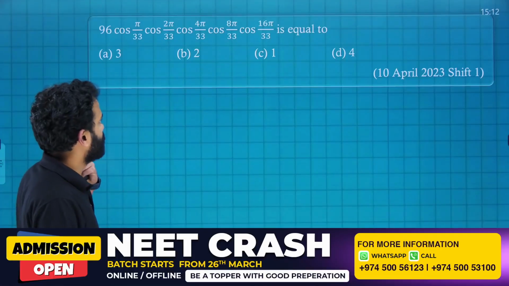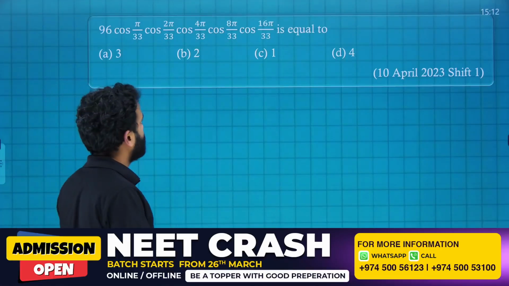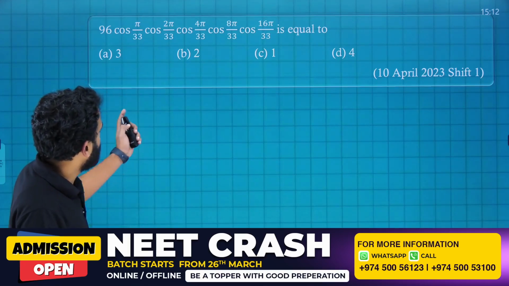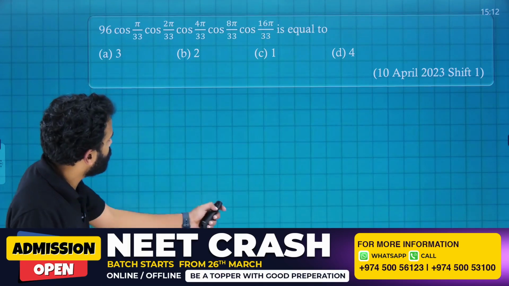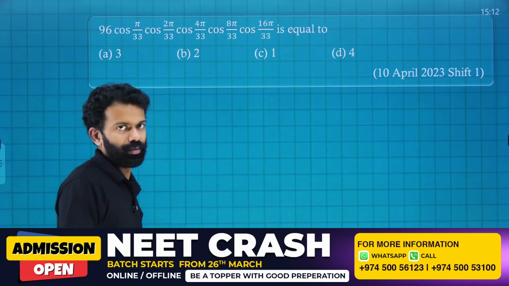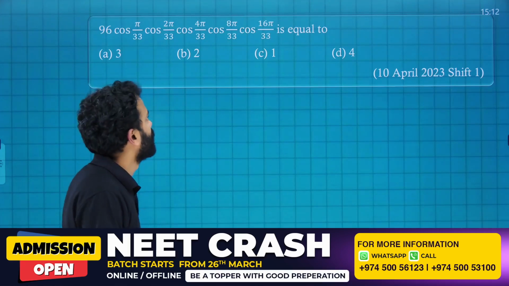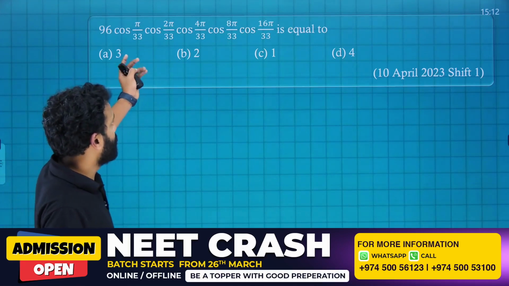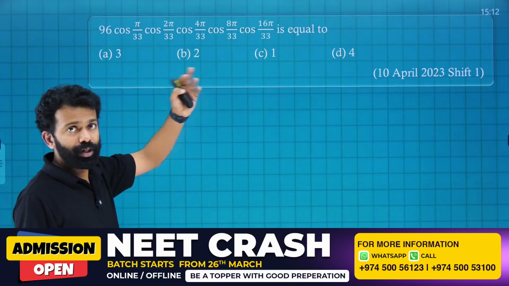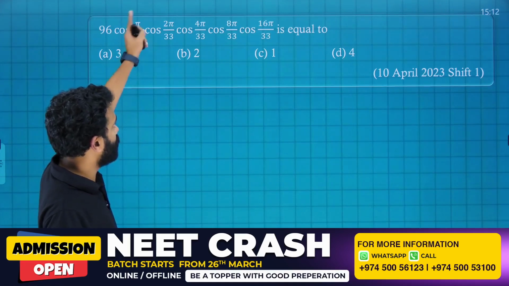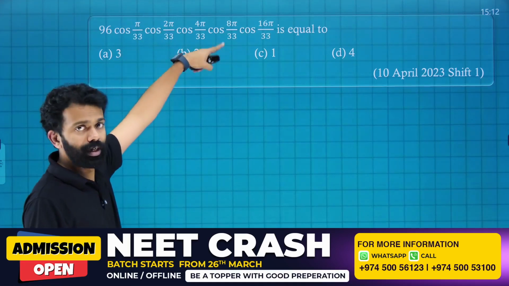Okay, another one appears like a lengthy question but it is very easy. 96 cos pi by 3 into cos 2 pi by 3 into cos 4 pi by 3 into cos 8 pi by 3 into cos 16 pi by 3. The net value which you need to find here. See, if you look at the angles, it may appear like a GP with common ratio 2. That is pi by 33. If you multiply it with 2, you'll get the next angle. With 2, you'll get the next angle like that.